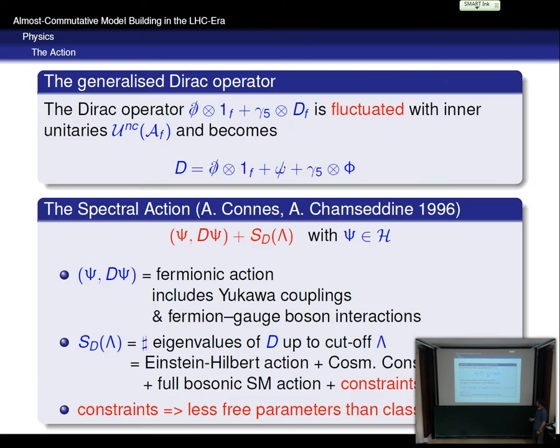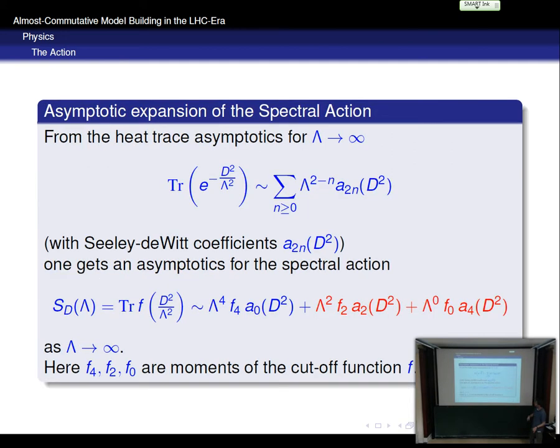Okay, how to get the physical action, or something we recognize, from this number of eigenvalues? Well, basically, you perform a Laplace transform and use the heat trace expansion for the trace of e to the power minus D squared over lambda squared. Since this is a Dirac type operator, we get a Laplace type operator, so we can play the whole heat game. We can take the heat trace, and in the limit lambda to infinity, you get the heat trace expansion. But as I said, we forget about some subtleties.